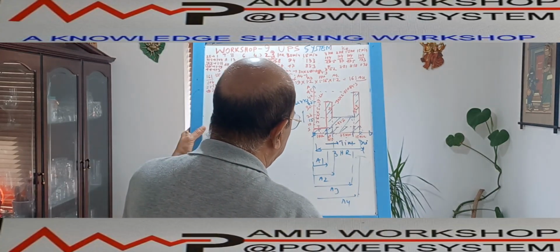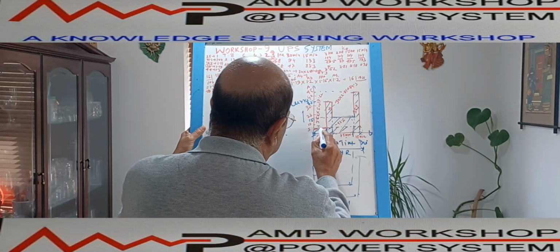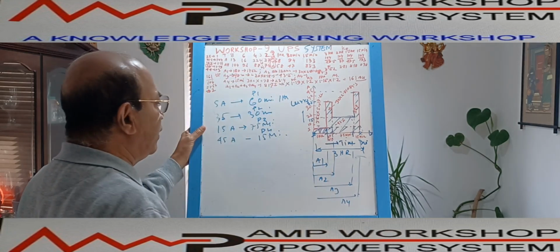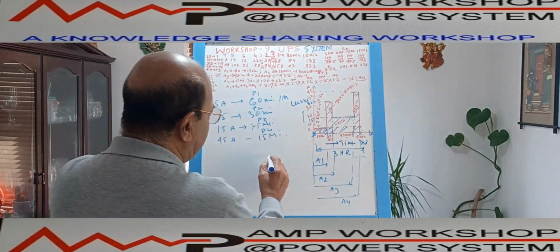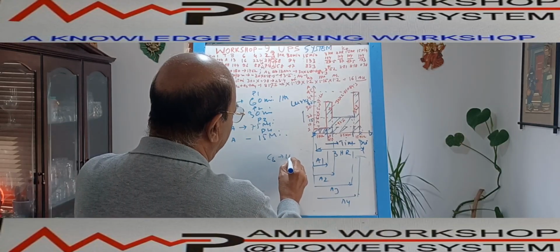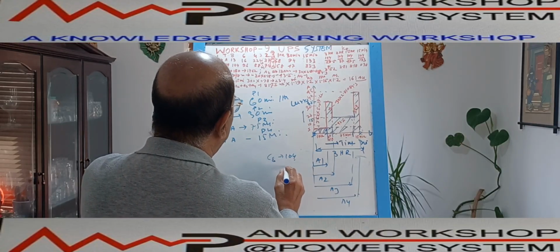As per IEEE, suppose for the 5 minute period I want to calculate the K factor. What is this battery? This battery's C8 rating is 104 ampere hour, and the corresponding current is how much?